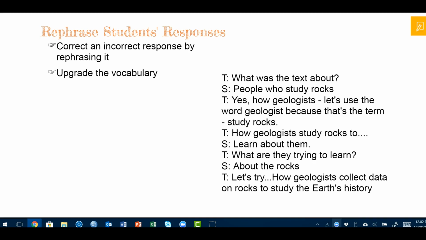So you could do this a couple ways. You could say, yes, we're talking about how geologists study rocks, but you can see in there the teacher's embedded a definition, sort of, right? The student gave the definition, people who study rocks. It's an incomplete definition, but it's a start.